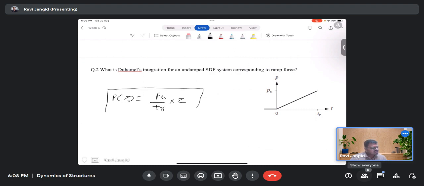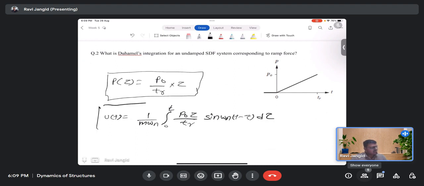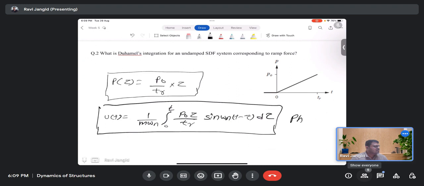For this I will replace the value in 1 over m omega n, integral 0 to t, and for p(tau) I will replace p naught tau over tr, times sine omega n (t minus tau) d tau. So you can solve it. This is for phase 1.